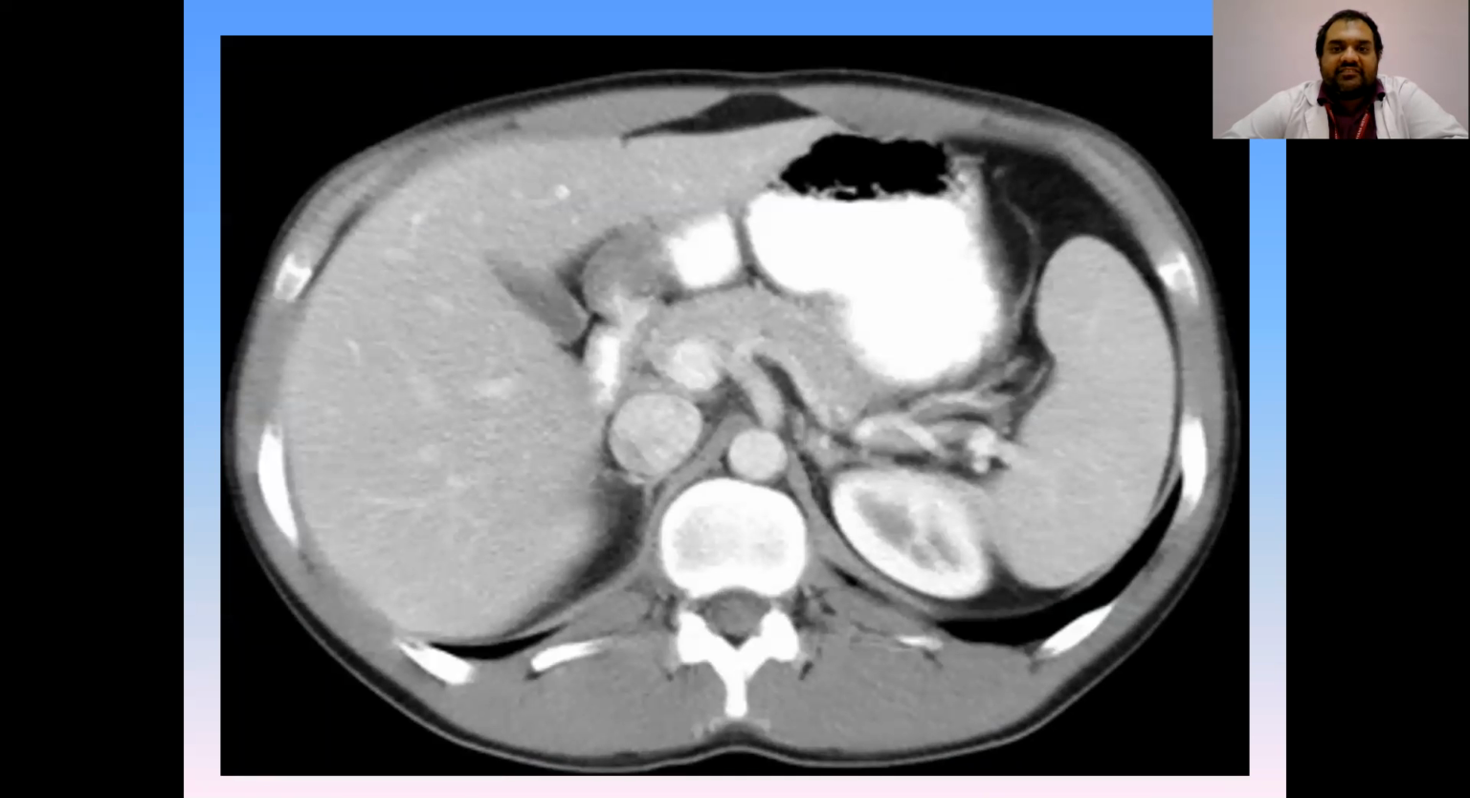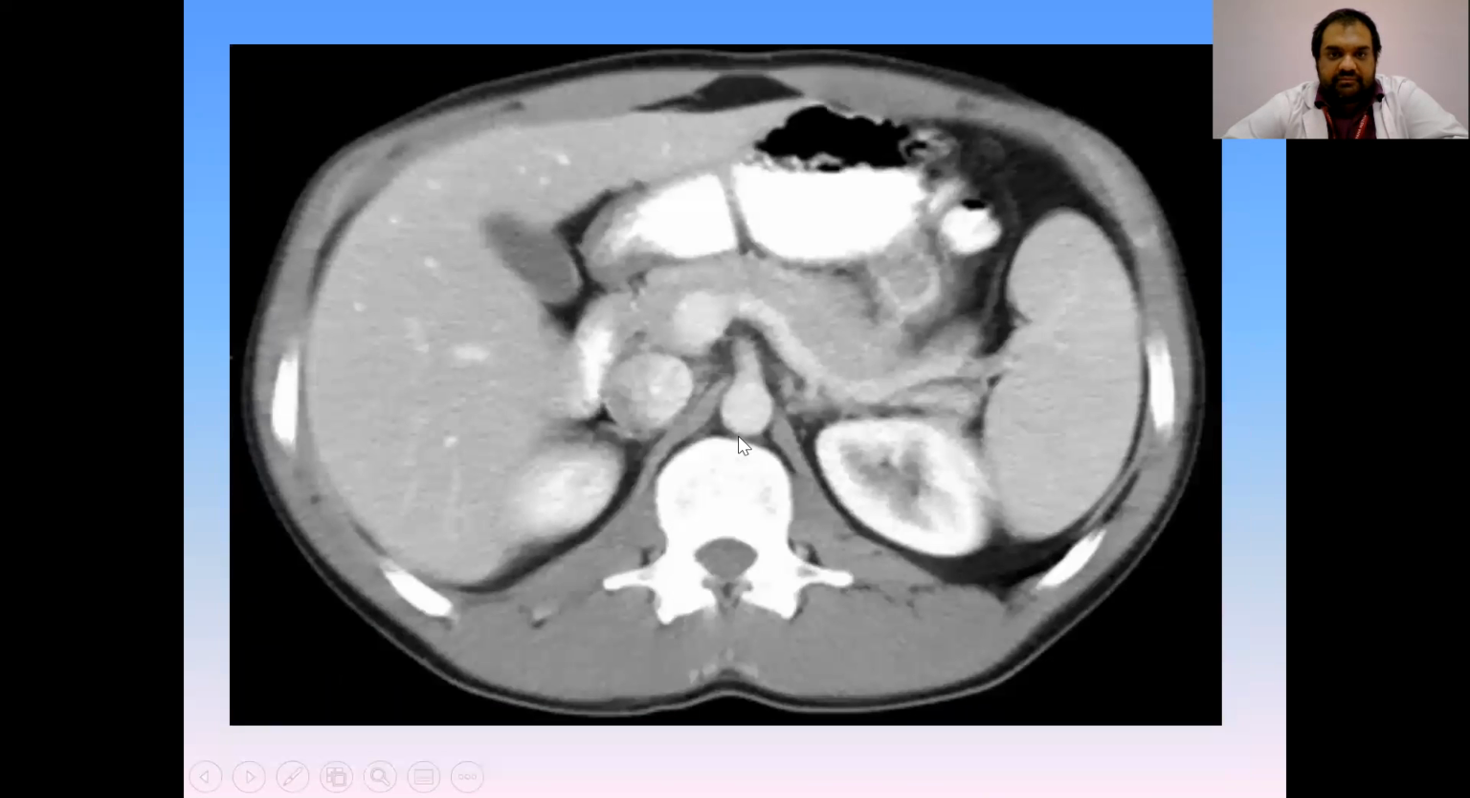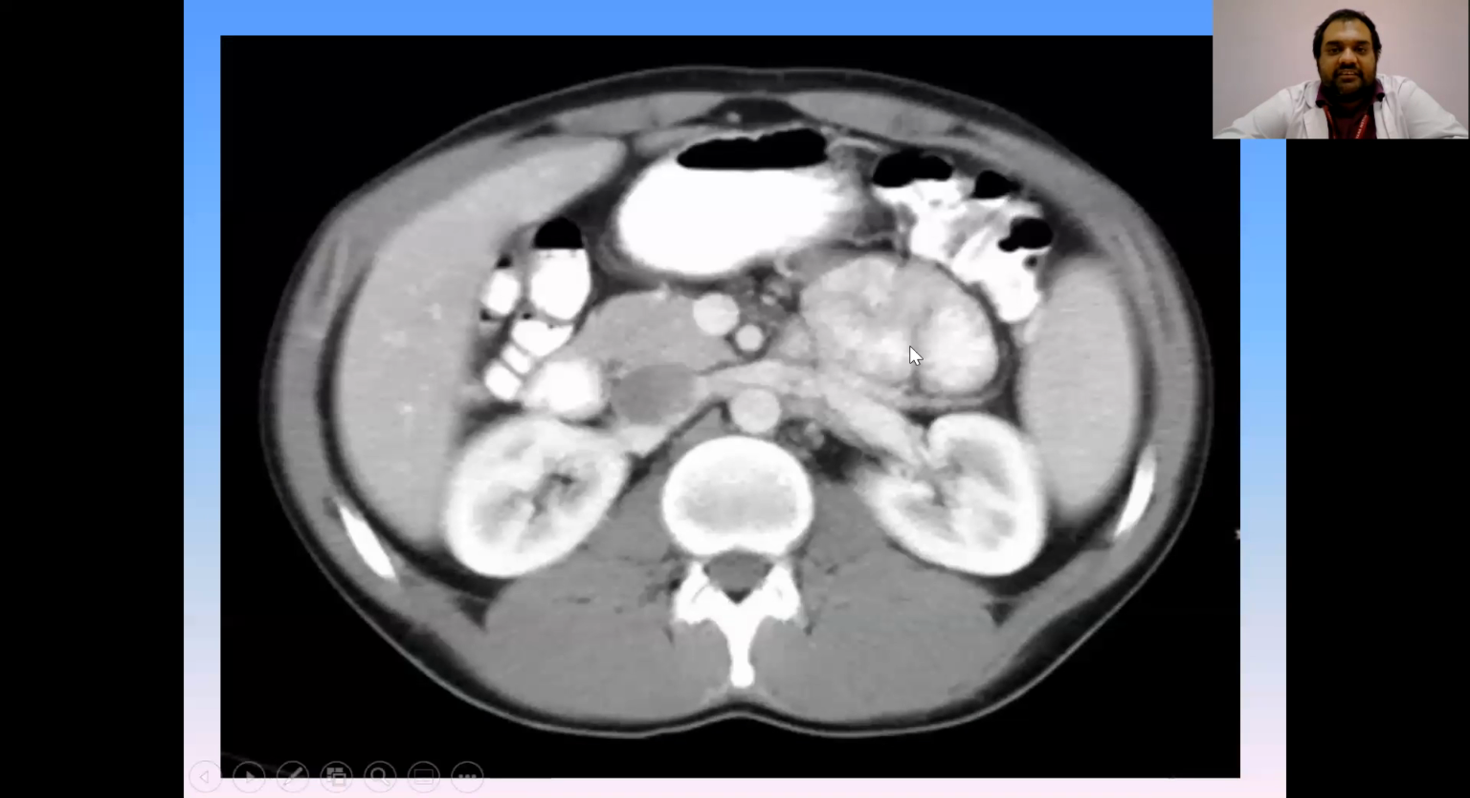And this is the axial section of the CT at the level of the pancreas and the spleen. And we can see the left side, the small left kidney has appeared. And this is also slowly the right kidney is appearing. And this is the axial section of the CT at the level of the kidneys.